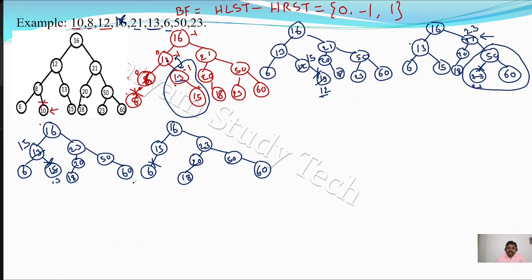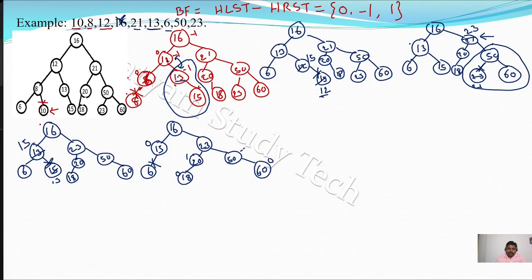So after deleting this, how to check the balance factor? So the balance factor of 15 is 0, right? Okay, here also it is 0. The balance factor here is 1 because there is no right subtree here. Okay, here it is 0. Any leaf node, the balance factor is 0, right?